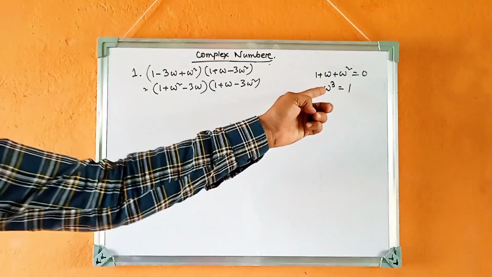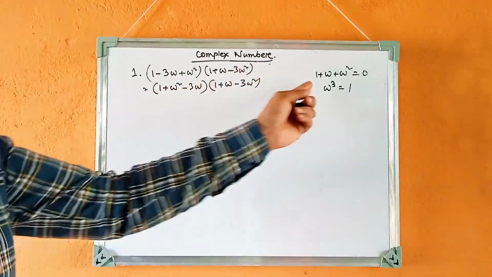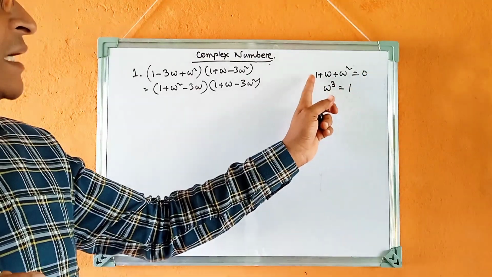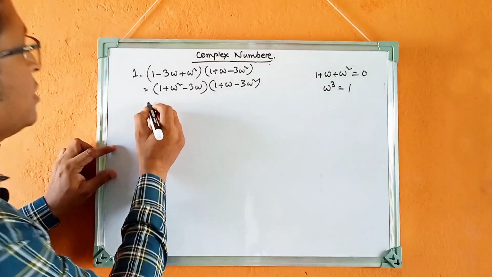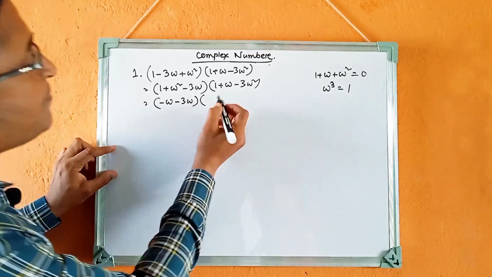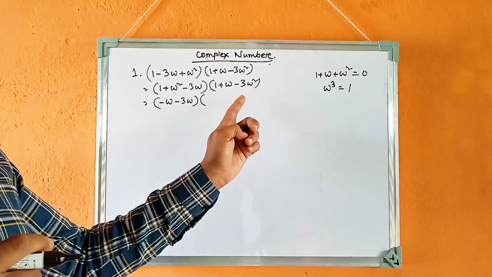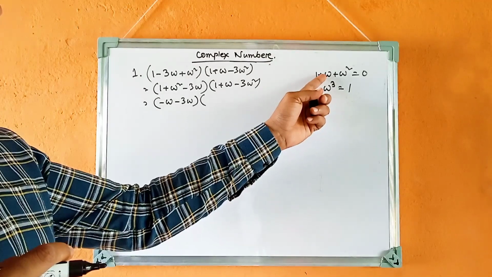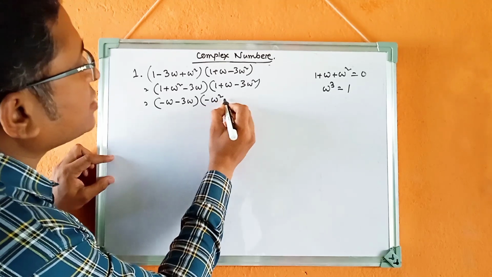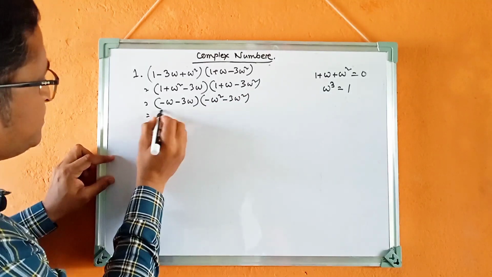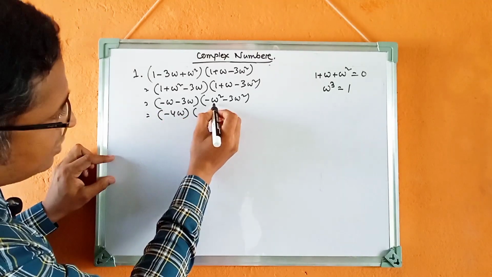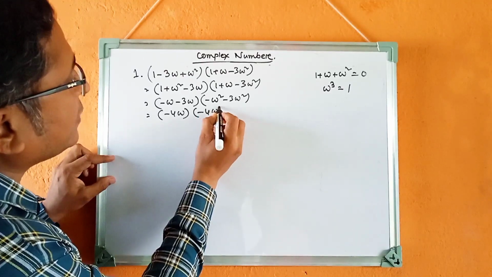Now see, what is the value of 1 plus omega square? Using the property 1 plus omega plus omega square equals 0, 1 plus omega square equals minus omega. So instead of 1 plus omega square, we put minus omega, then minus 3 omega. In the second, what is the value of 1 plus omega? That is minus omega square, so we put minus omega square, then minus 3 omega square. After that, minus omega minus 3 omega is minus 4 omega, and minus omega square minus 3 omega square is minus 4 omega square.